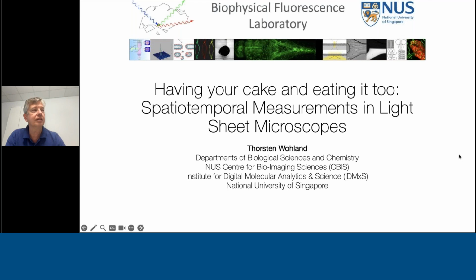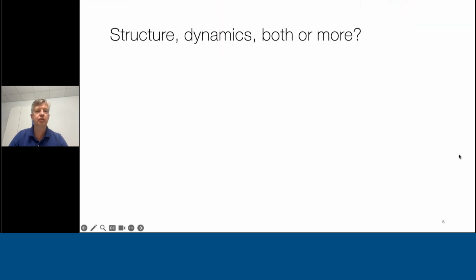The second thing I'd like to introduce to you today is imaging fluorescence correlation spectroscopy. And having your cake and eating it too refers to the fact that in a light sheet microscope you can take not only structure, but also dynamics. You can record both, or you can do even more. It depends a little bit on what you want to do. And to motivate that, let me give you an example.